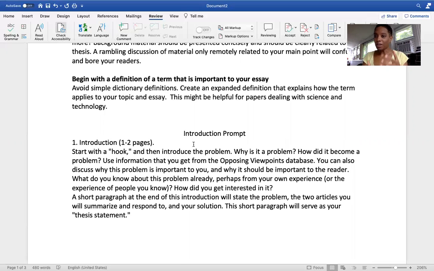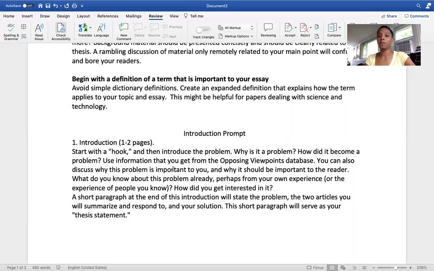But again, you guys are used to writing an introduction that's a paragraph long. And so now we're asking you, if you make your introduction 1 page, that's at least 2 paragraphs. If you make it 2 pages, that's at least 4 paragraphs. How do you do that? And so I just want to give you some strategies.